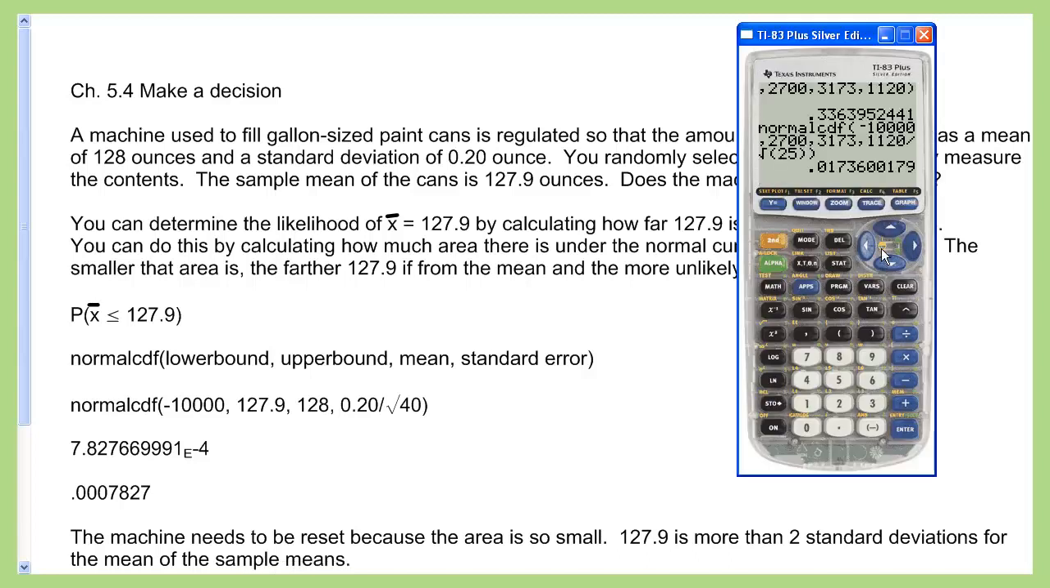Here's what you're going to see. Second distribution, down to number 2, negative 10,000. 127.9 is going to be my upper bound. 128 is my mean. And then I need the standard error, which is the X bar. So I'm going to put the standard deviation divided by the sample size that we looked at.